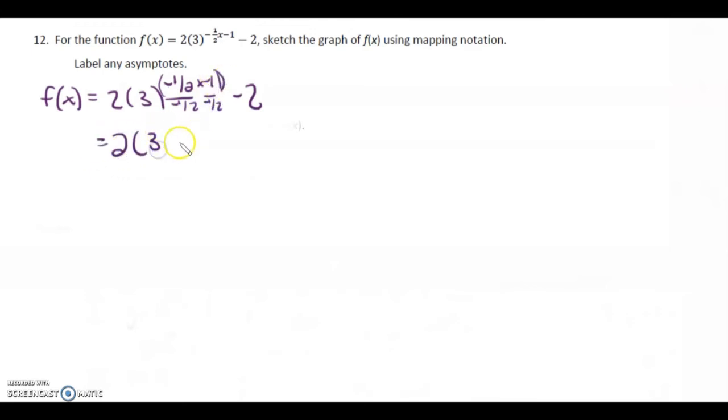Okay, number 12, for the function f of x equals 2(3)^(-1/2 x - 1) minus 2, sketch it using mapping notation, and list any asymptotes. So this is our original. If we take a look at the exponent here, we need to factor out this -1/2. That's just a common factor, okay? So I get 2 base 3 to the exponent -1/2, but now I'm going to bracket x plus 2.